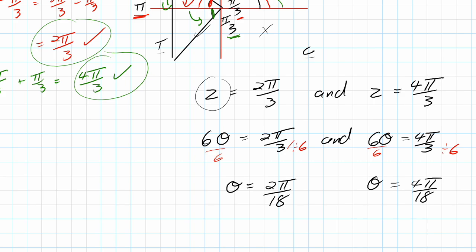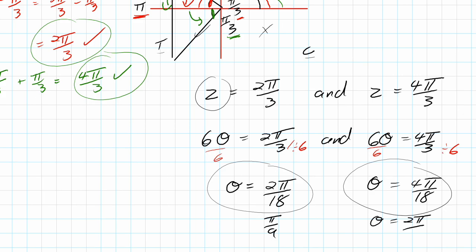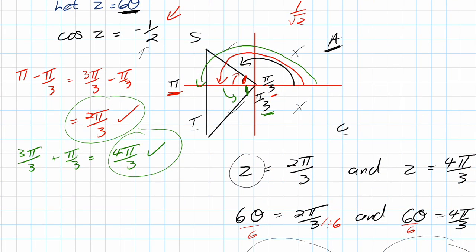So we now have something that has changed. This value is much smaller than the one we were working with before. This one's actually pi over 9. This one is 2 pi over 9. Okay? Pi over 9, 2 pi over 9. If we were to go back to our Cartesian plane, we could see that occurs more often.